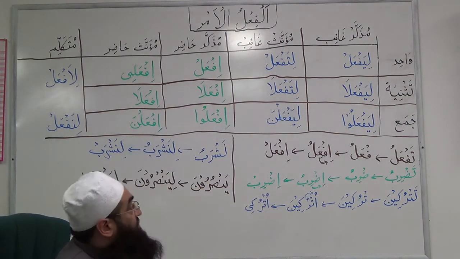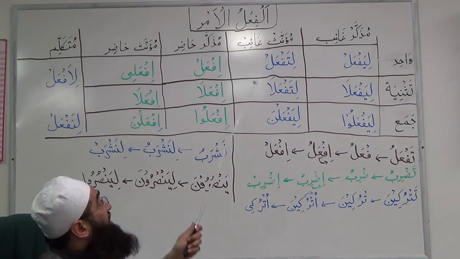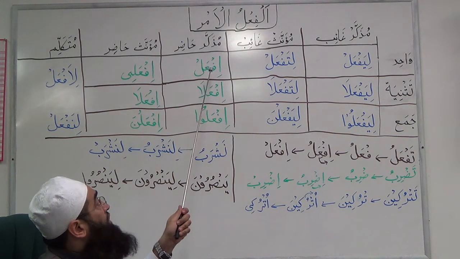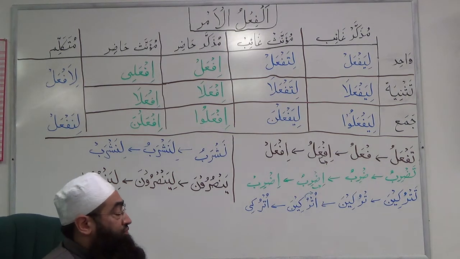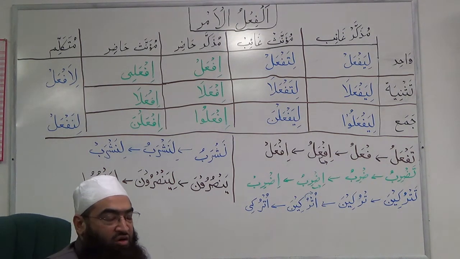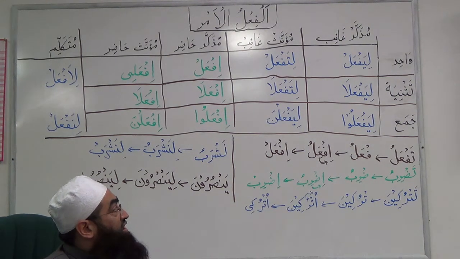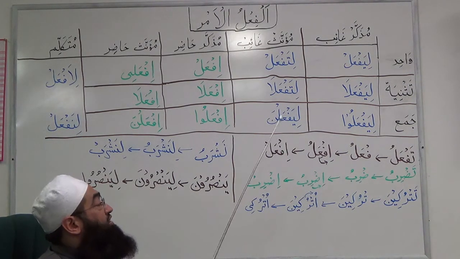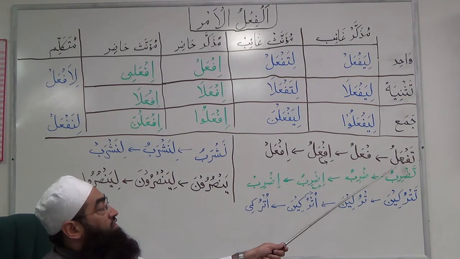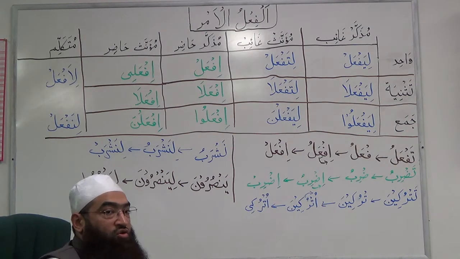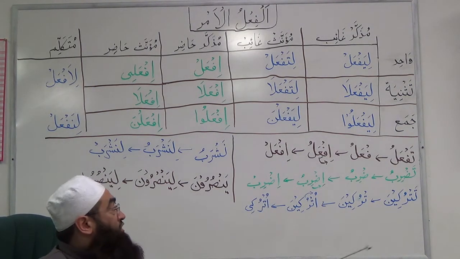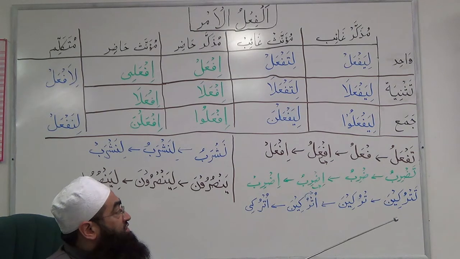So first of all, what is this fi'l amr, al-fi'l al-amr? What is it made from? Is it made from madi or is it made from mudari? Is it made from the past tense or is it made from the present future tense? Present future tense. So it's right over here. If you look at it, this is the mudari, taf'alu. You are going to do, you are doing or you're going to do. So how do you form it?